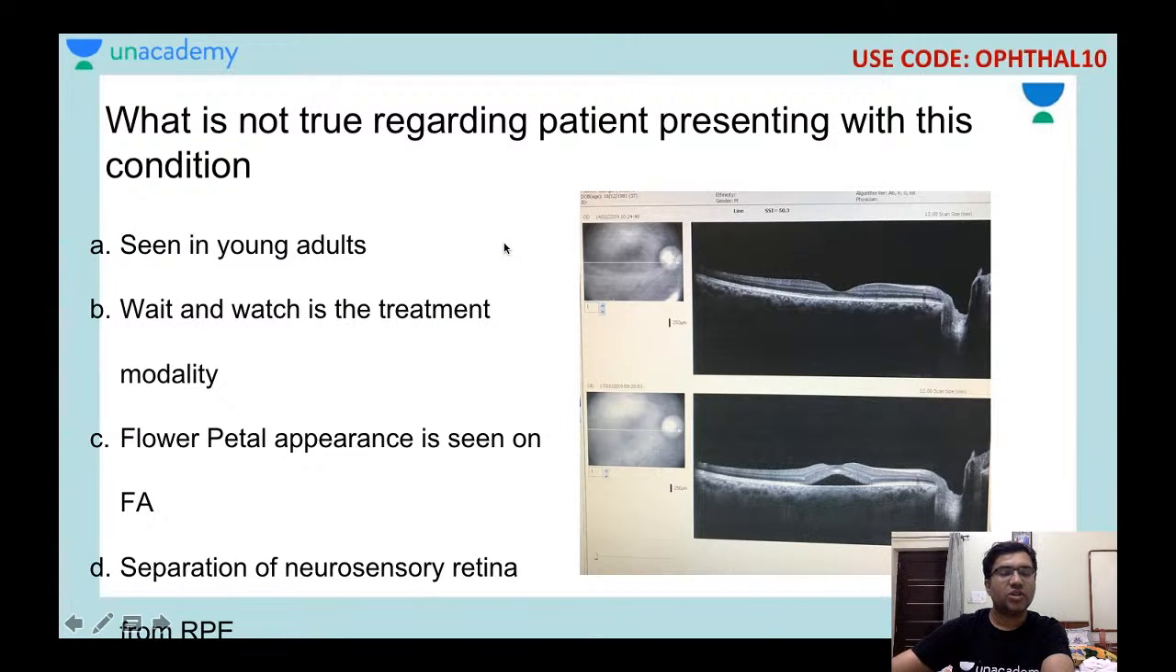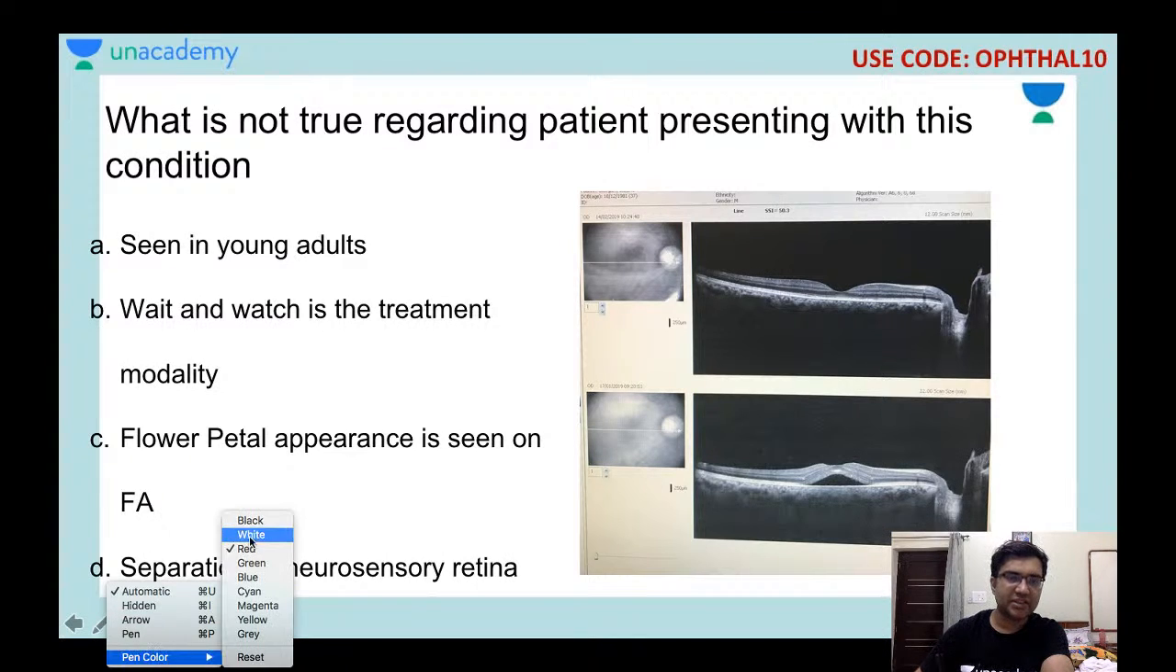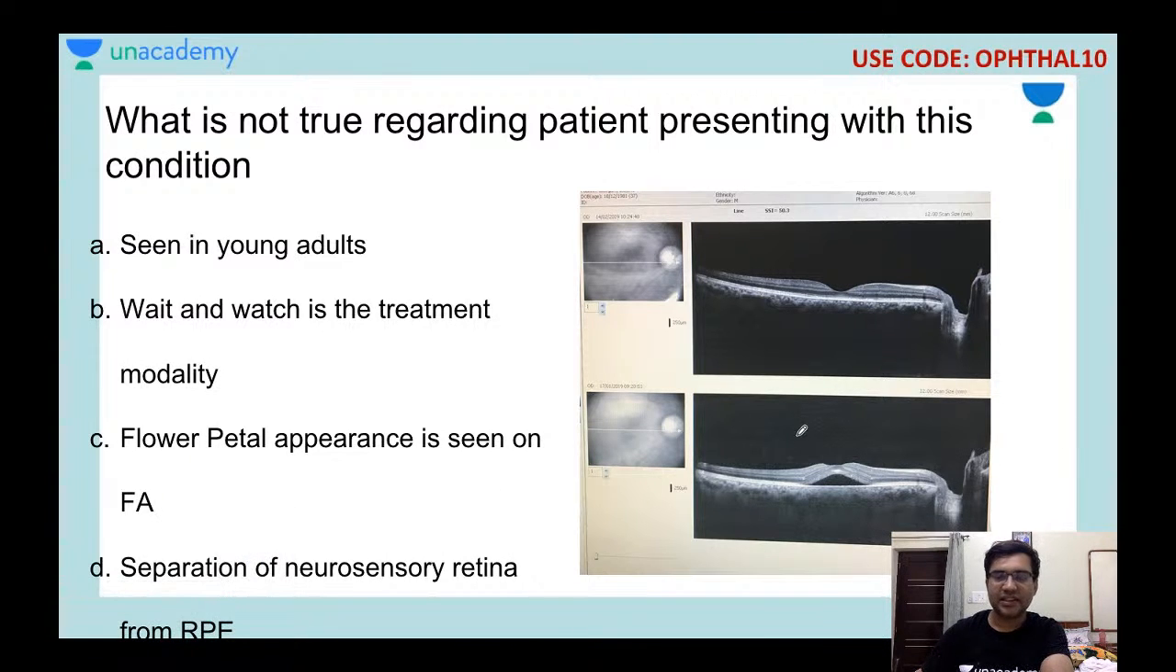Chalo. So the next question is, which of the following is not true regarding a patient presenting with this condition? Can you tell me what this condition is? I told you when I started the session, you have a subretinal fluid between the neurosensory retina and RPE. So very good, this is central serous retinopathy.